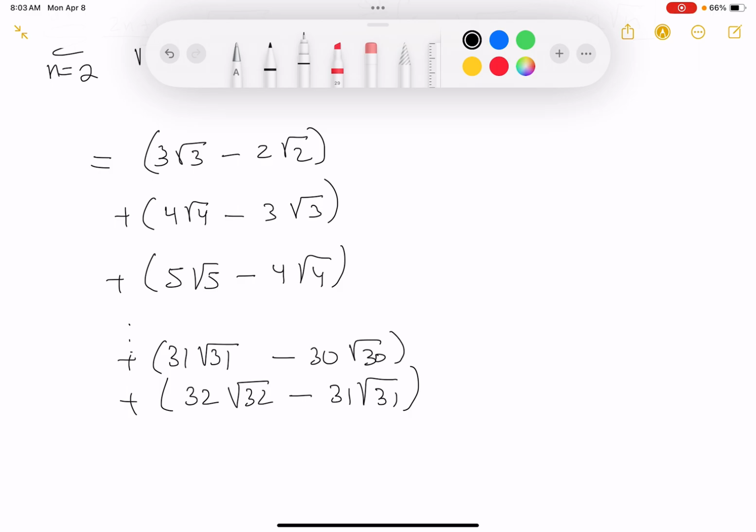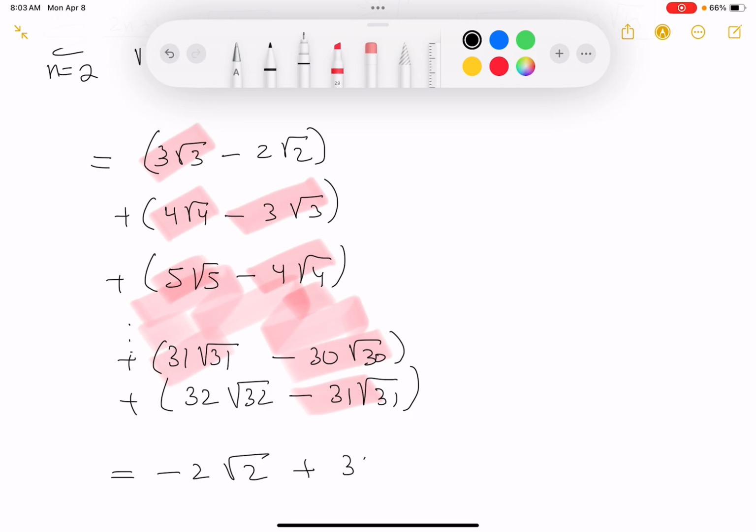This is telescoping because we're starting to see things that cancel off. And let me go through the cancellations for you. This is going to cancel that. This will cancel that. There will be something here that cancels that, all right? Now looking at this, this cancels, and something's going to cancel over here, and everything in the middle disappears. And what are you left off with? You're left off with minus 2 root 2 plus 32 root 32.